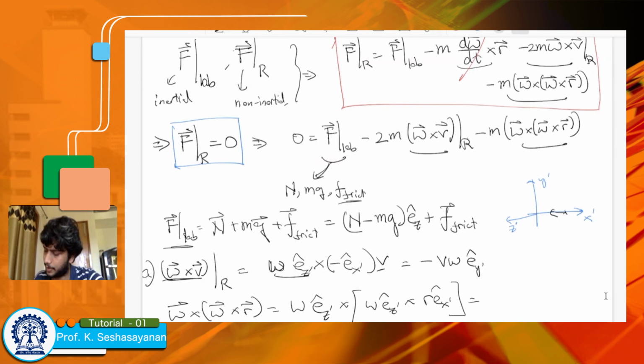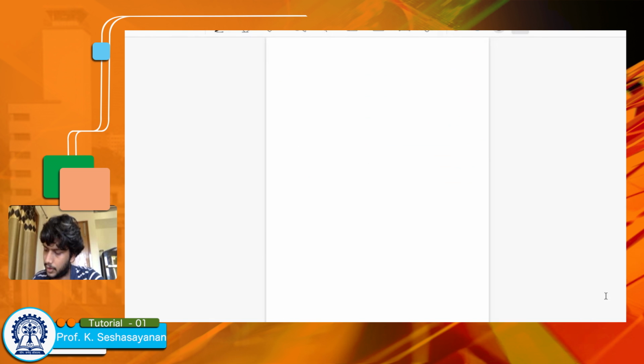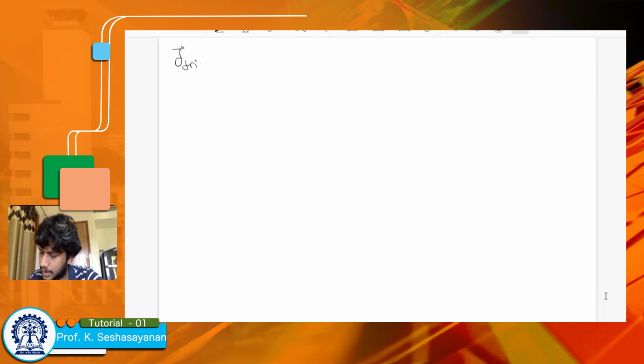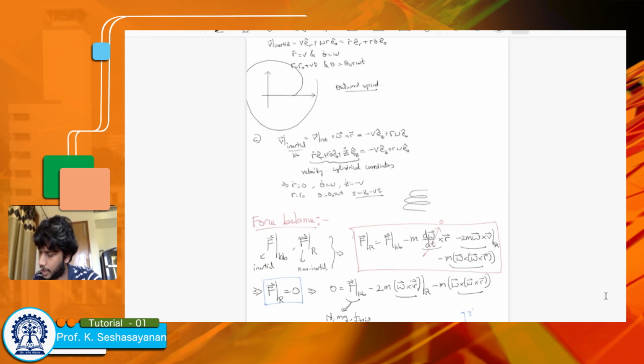So again, ez prime cross ex is along ey prime direction, and ez cross ey is along minus ex direction. So this lets you verify it is minus omega square ex prime hat, and now we just have to find out what is f frictional. So f frictional plus n minus ng along z direction, minus, so minus we have 2m omega cross v.